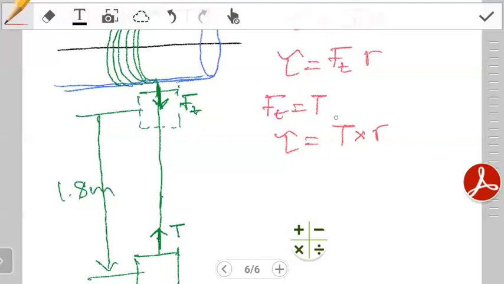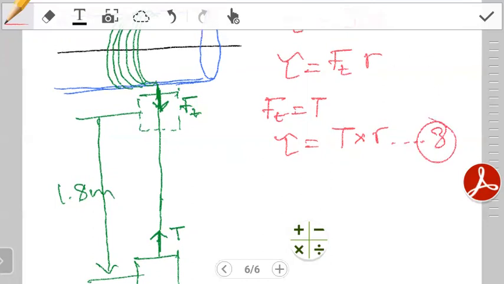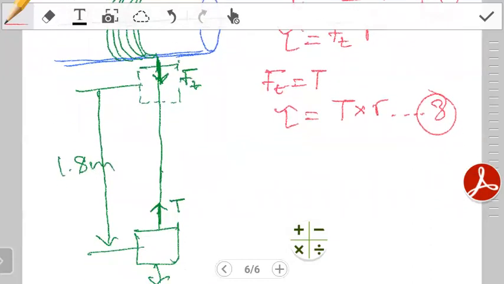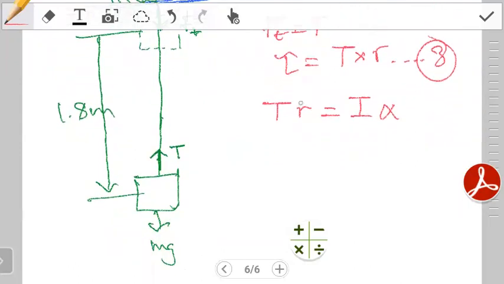Okay, so in this case, when I equate this equation to this equation, as in I equate the right hand side, this implies that the tension times the radius is equal to the moment of inertia of the cylinder times the angular acceleration. This then means the tension is equal to I times the angular acceleration alpha over the radius.